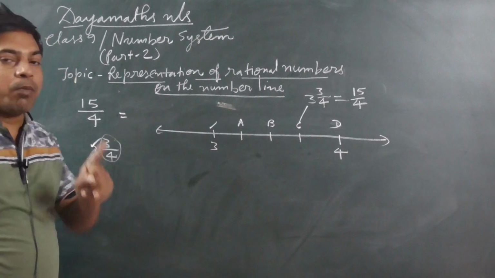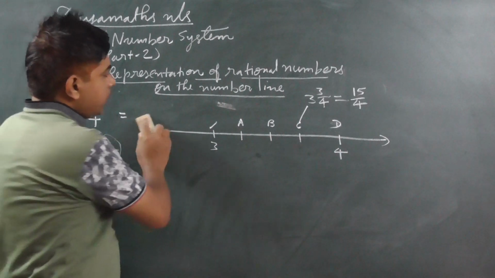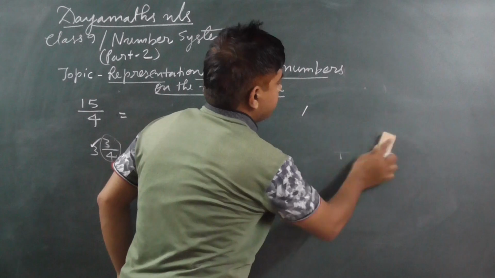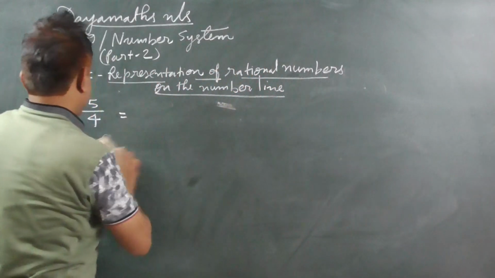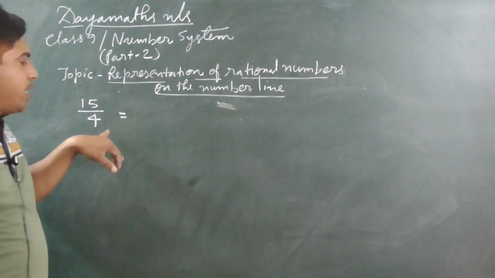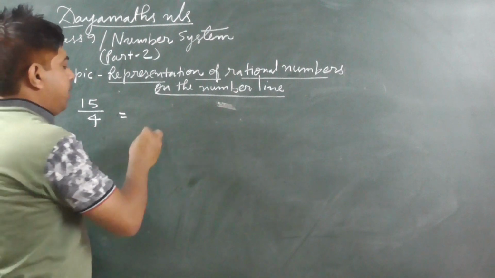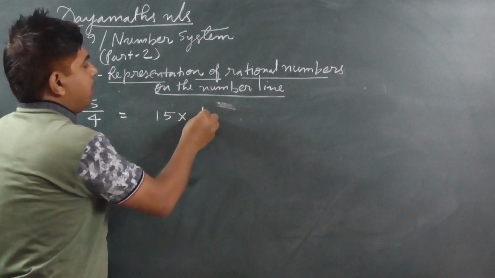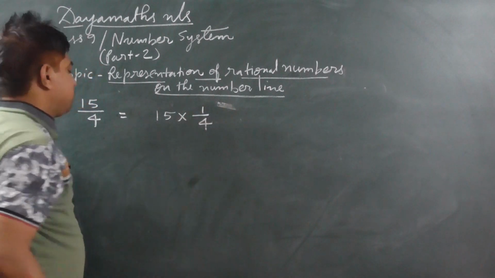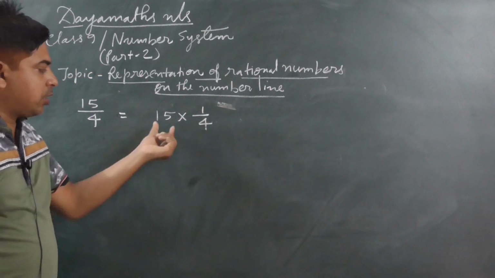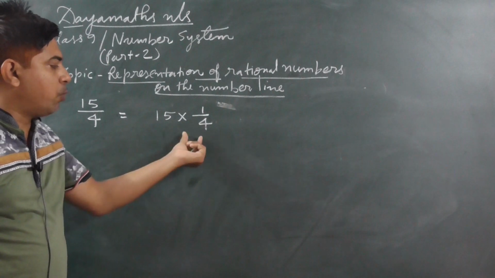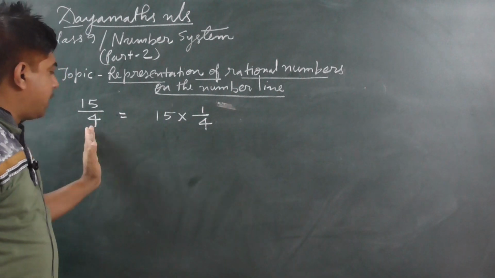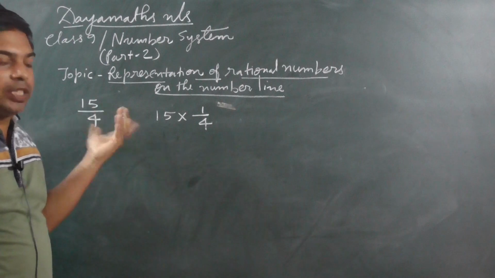Now, I am going to tell you one more method here in a simple way. If 15 by 4 is here, you can write 15 by 4 in this way also: 15 multiplied by 1 by 4. If you take the product between 15 and 1 by 4, the result of the left hand side and right hand side will be equal to each other.